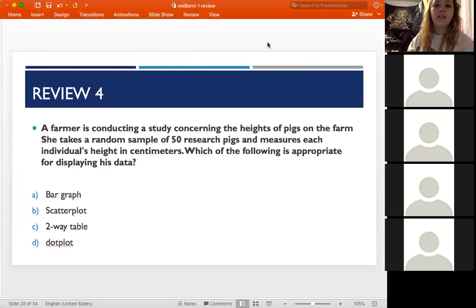All right, a farmer is conducting a study concerning the heights of pigs on the farm. Interesting. She takes a random sample of 50 research pigs. Research pigs. Measures each individual's height in centimeters. Which of the following is appropriate for displaying the data? Try this one out, and we will review it.